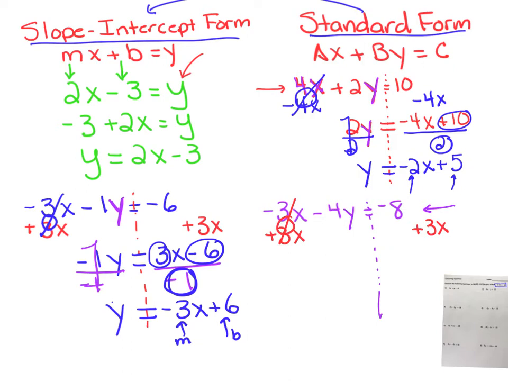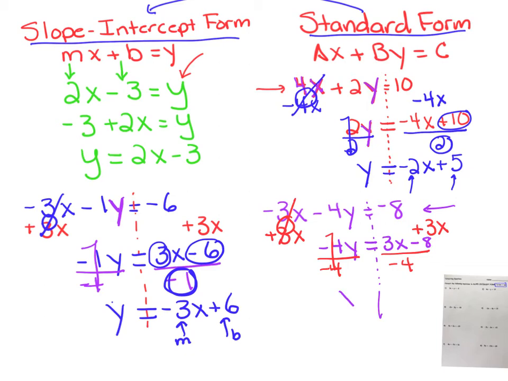We get negative 4y equals, and since I have these two terms on the right side, I'm going to arrange them how I see fit. Positive 3x's minus 8. Now I just have one more task. Get rid of the negative 4 coefficient in front of the y. Simply divide the left side by negative 4 and divide the right side by negative 4.